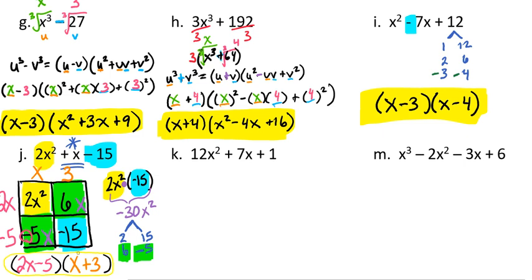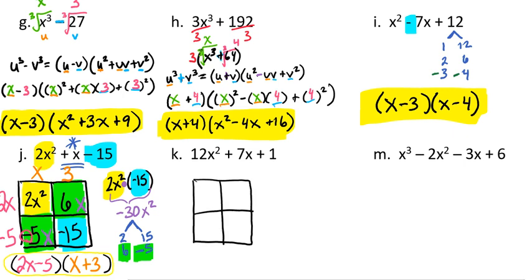Let's take a look at our next example. Here we have 12x squared plus 7x plus 1. So here we have another one where we have a leading coefficient that is not a 1. And we look at it, there's no common factors to factor out, and so we can use our box method here as well. So we're going to go ahead and draw our box.